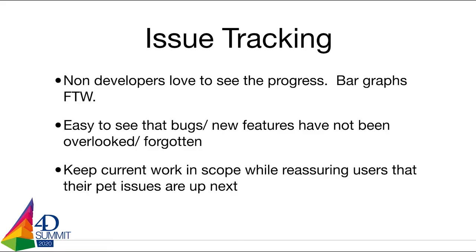Non-developers love to see the progress that comes out of these issue tracking systems. Bar graphs for the win. They're easy to see that bugs and new features have not been overlooked or forgotten. Don't worry, it's on the list. Have said that several times in my career. They're wonderful for keeping work in scope while reassuring users that their pet issues are up next. And they can actually see progress as it happens.